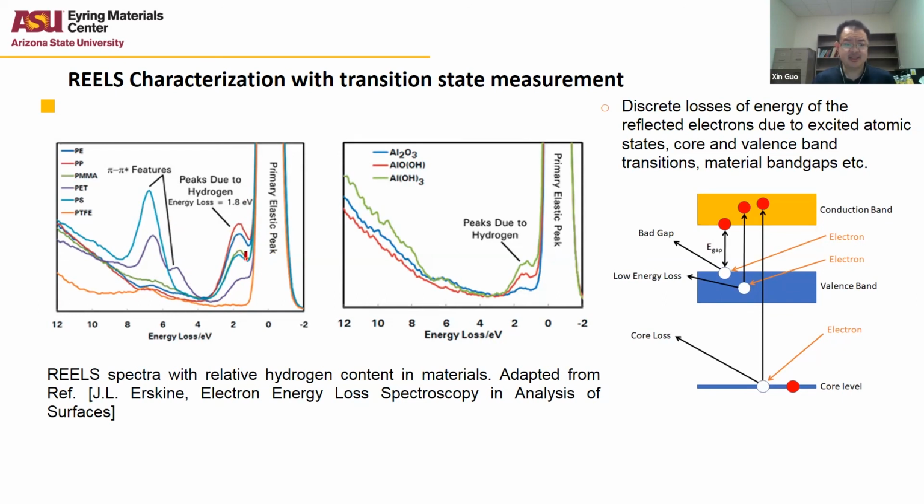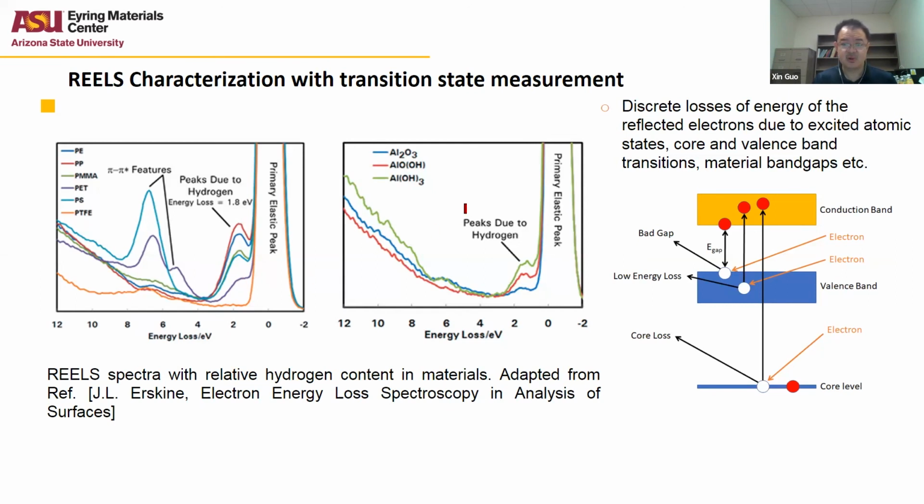So why is REELS sensitive to hydrogen atoms? The mechanism behind this is that the electron can see the hydrogen. That is, part of the energy from the electron is transferred to the hydrogen atom due to the recoil process of the hydrogen atom. And with this method, we can quantify the hydrogen content.